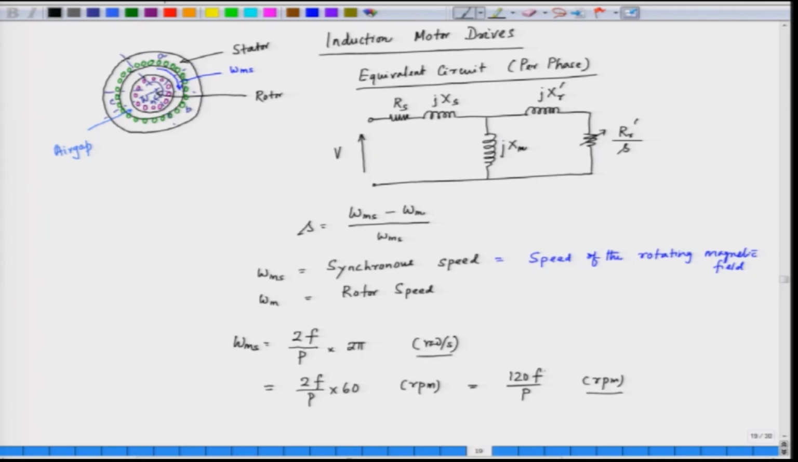Now, what is f here? F is the frequency of the input supply. We are supplying the input with some voltage, and the voltage has the supply frequency, that is f. And what is p? P is the number of poles of the induction motor.